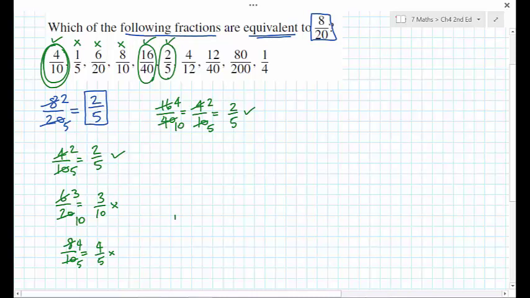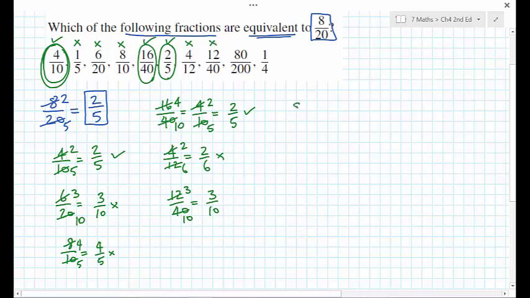Let's have a quick look at 4 over 12. 2 goes into 4 twice and into 12 six times, so it's 2 on 6, so that's not right. So all I do is systematically go across and check to see what's going on here. So 12 out of 40: I know that 4 goes into 12 three times and into 40 ten times, so that's 3/10. So that's not.